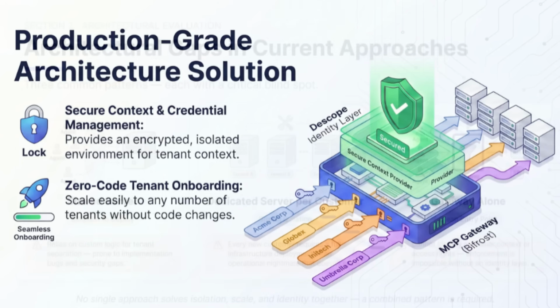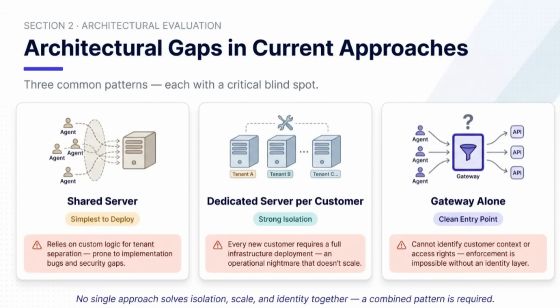Most teams approach this the wrong way, not because they are careless, but because the problem only becomes visible once you have several customers. There are three common approaches. The first is a shared server, where all customers use the same infrastructure. This is simple to run, but there is no real boundary between users. Their credentials, data, and access levels are separated only by the logic your team writes and maintains, logic that can have bugs.